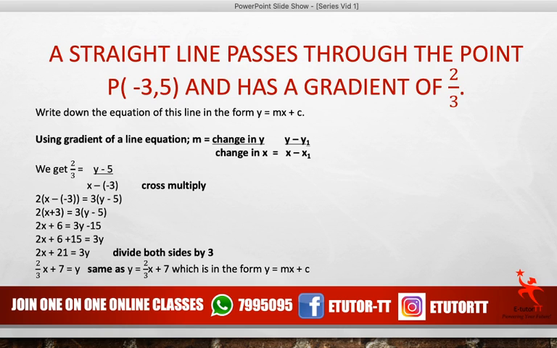So now 2 times x gives us 2x plus, always keep the same sign that they have there, plus 2 times 3 gives us 6. Put back your equal sign. Now 3 times y gives us 3y, and 3 times negative 5 equals negative 15. So now we have 2x plus 6 equals 3y minus 15.